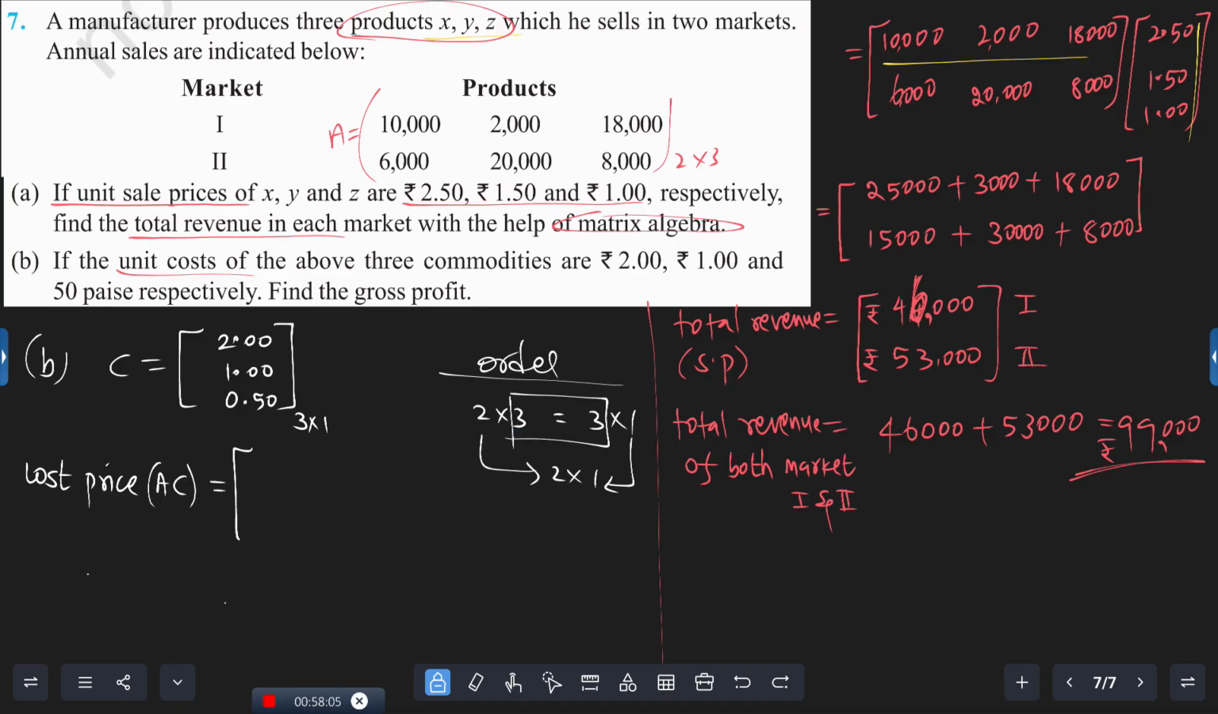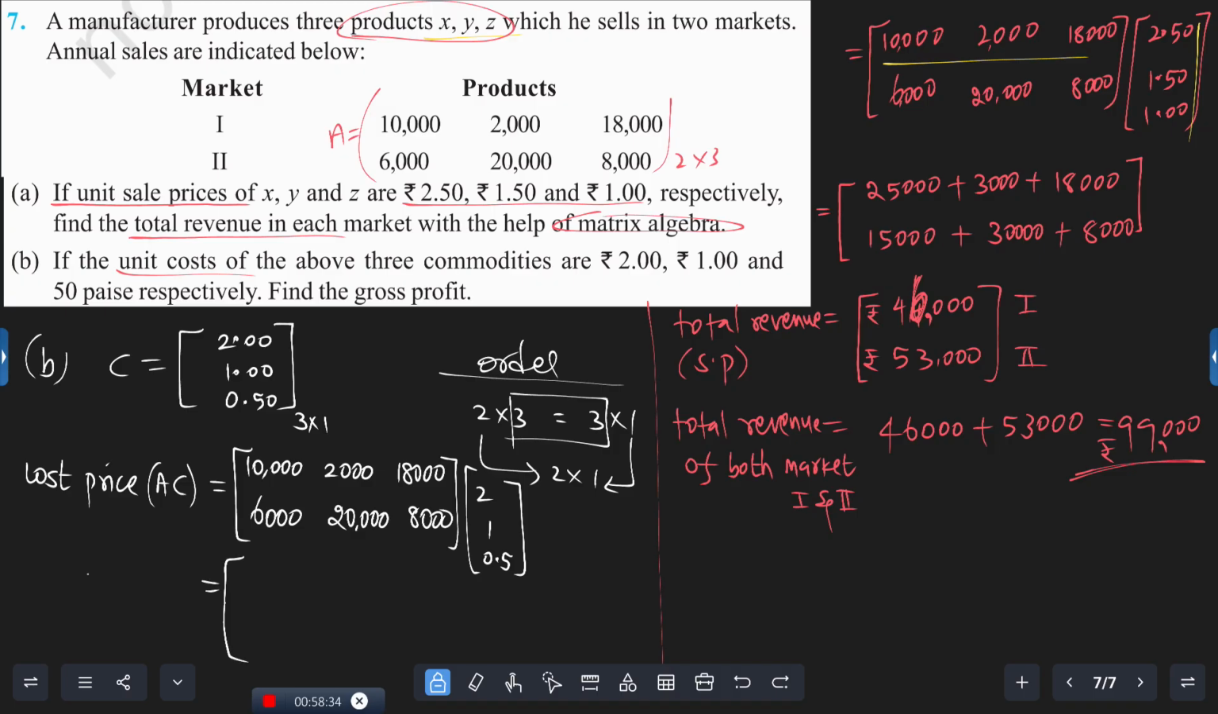Now let's go, children. First, write the A matrix, Raja: 10,000, 2,000, 18,000, 6,000, 20,000, 8,000. The C matrix they have given is 2 rupees, 1 rupee and 0.5 rupees. When you take the product, you will get the required answer.